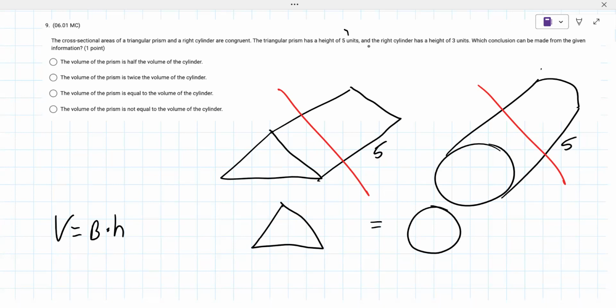Oh, I'm sorry. No, this one's 5. I didn't see that. These are not the same. Sorry, the heights are not the same. So the triangular prism is going to be larger. That's why I said that the volume of the prism is not equal to the volume of the cylinder.